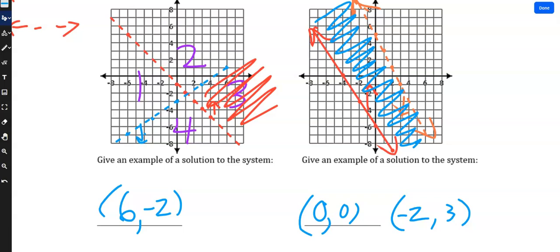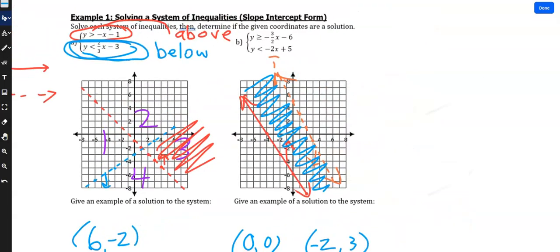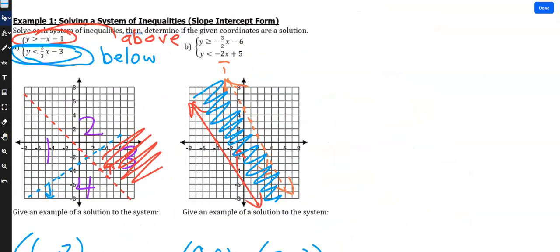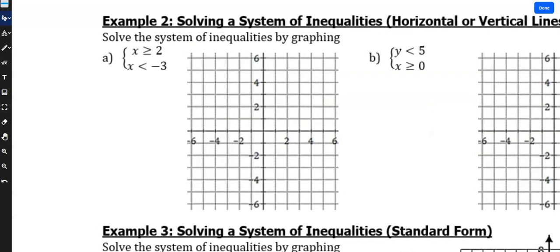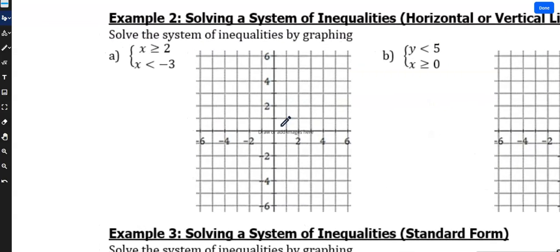Now, what happens if you pick a point that's outside the shaded region? What happens on the inequality? Well, you would find out that you would get a false statement, if you actually did the algebra of that. Okay, a couple more situations. These are a little bit less obvious.